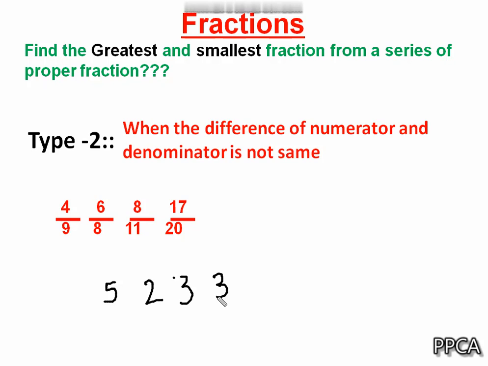So here we cannot apply the first method. Then how will we do this? Simply, I write over here the numerator value 4, and for the next fraction the numerator value 6, then 8, and then 17.